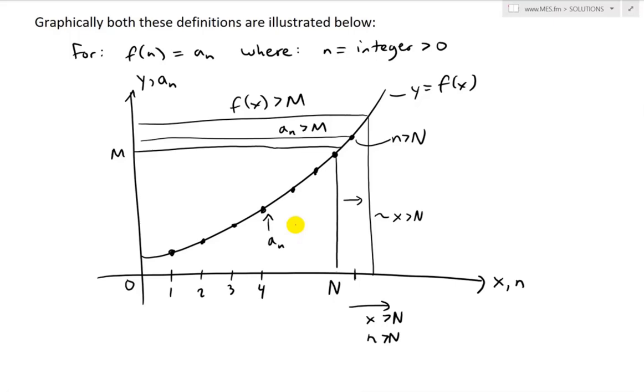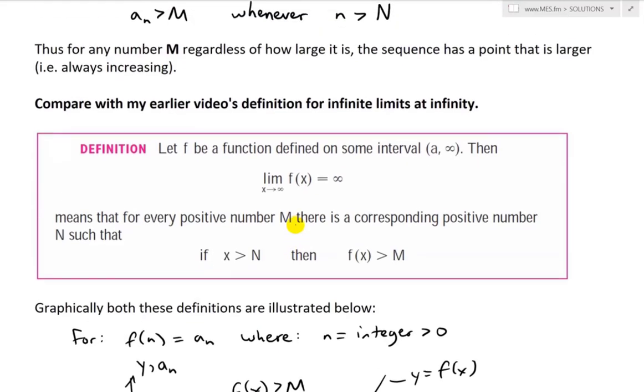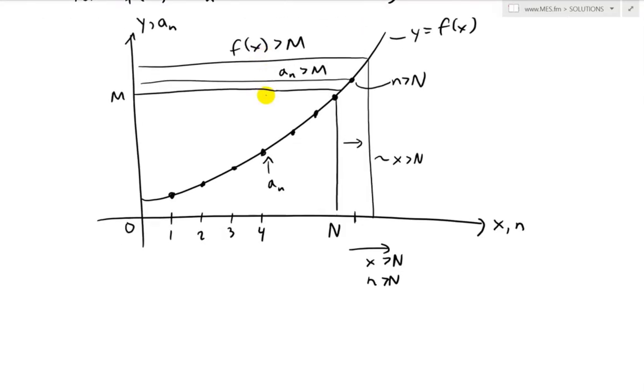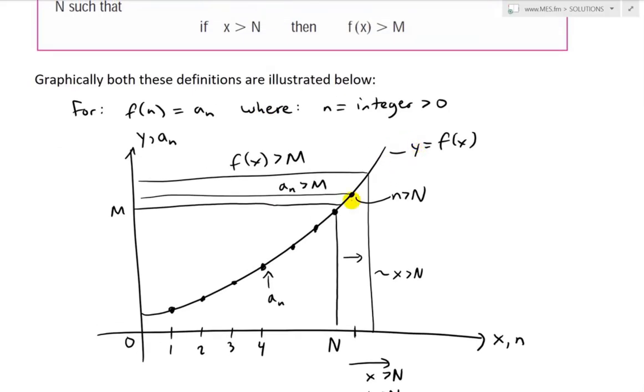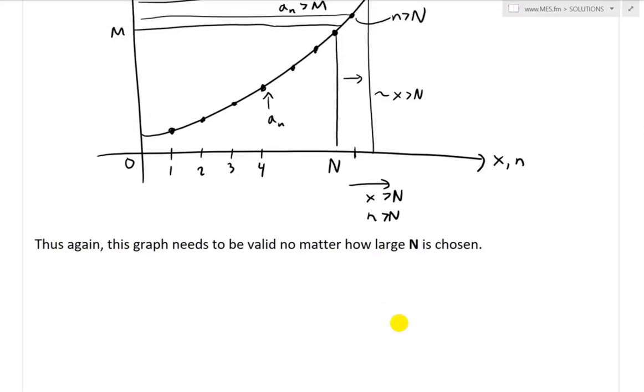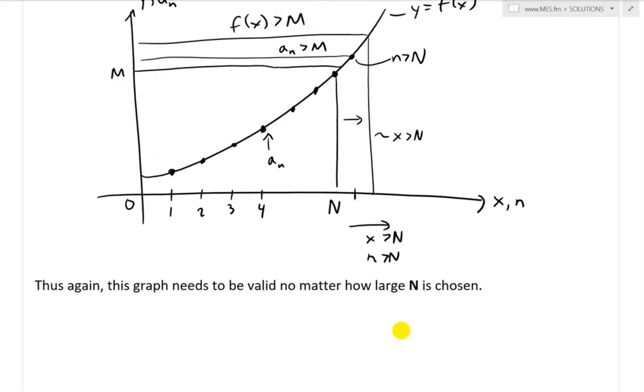So yes, very interesting stuff. That's all it means. At any point, if it's actually increasing, you can always find any number, however large it is, and a corresponding number or integer N such that the function will be bigger than it when x or n is bigger than capital N. Thus again, this graph needs to be valid no matter how large M is chosen.